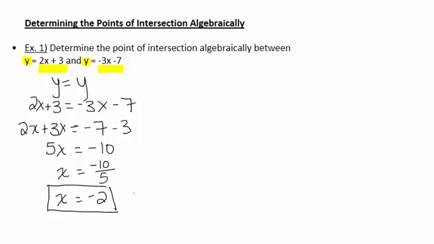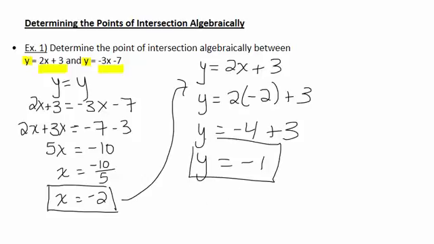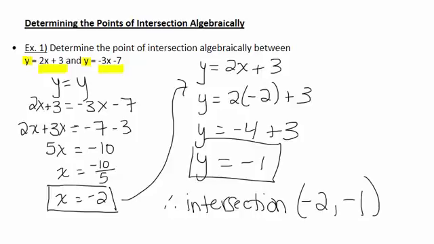So to find the y coordinate of our intersection point, we just need to plug this x value back into one of the equations and solve for y. So let's plug this x back into y equals 2x plus 3. And it doesn't matter which one you choose. So y is equal to 2 times negative 2 plus 3, y is equal to negative 4 plus 3, y is equal to negative 1. Therefore, the intersection occurs at negative 2, negative 1.